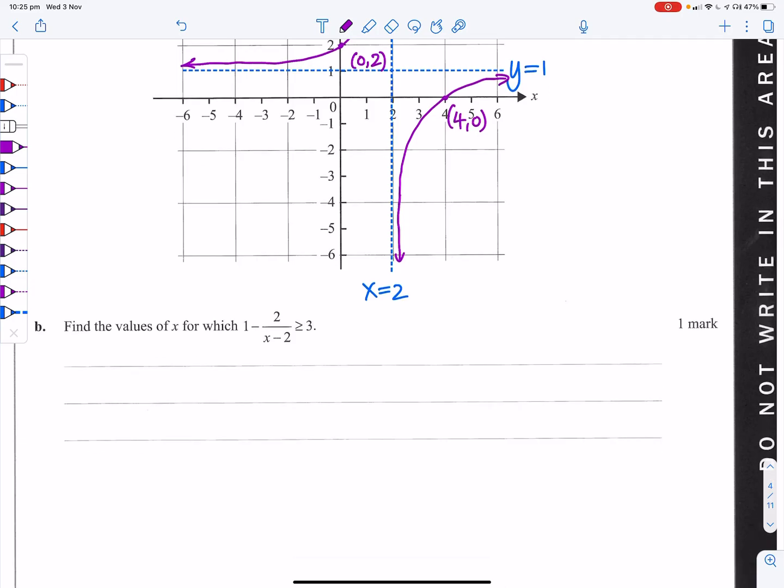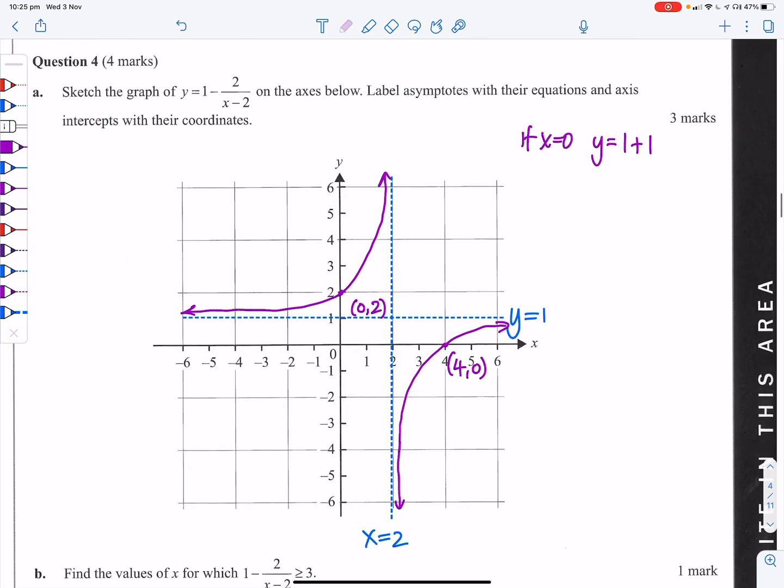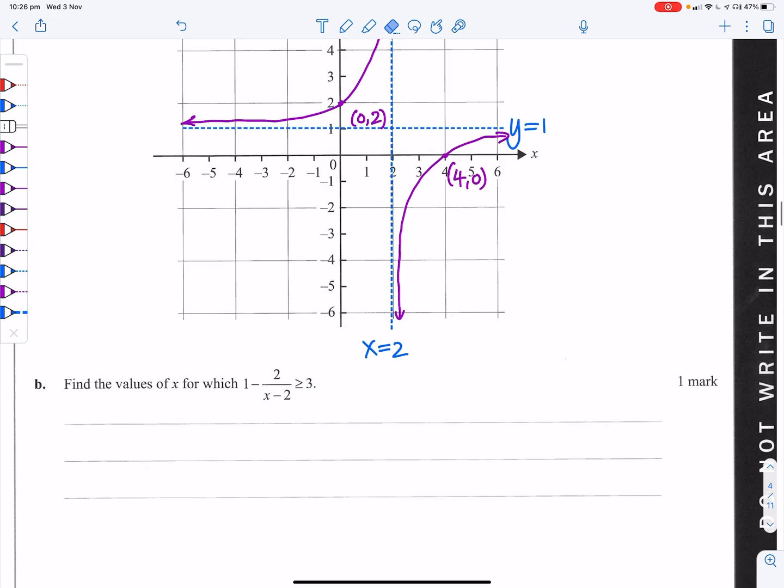Okay, find the values of x for which 1 minus 2 over x minus 2 is greater than or equal to 3. So there's 3. We want these values here. We need to see, when does that equal 3? 1 minus 2 on x minus 2 is 3. If I bring my 3 to the left and the minus 2 on x minus 2 to the other side, we get negative 2 is 2 on x minus 2. If we switch those two, we get x minus 2 is negative 1. So we get x is equal to 1. So that's when it's first equal to 3.